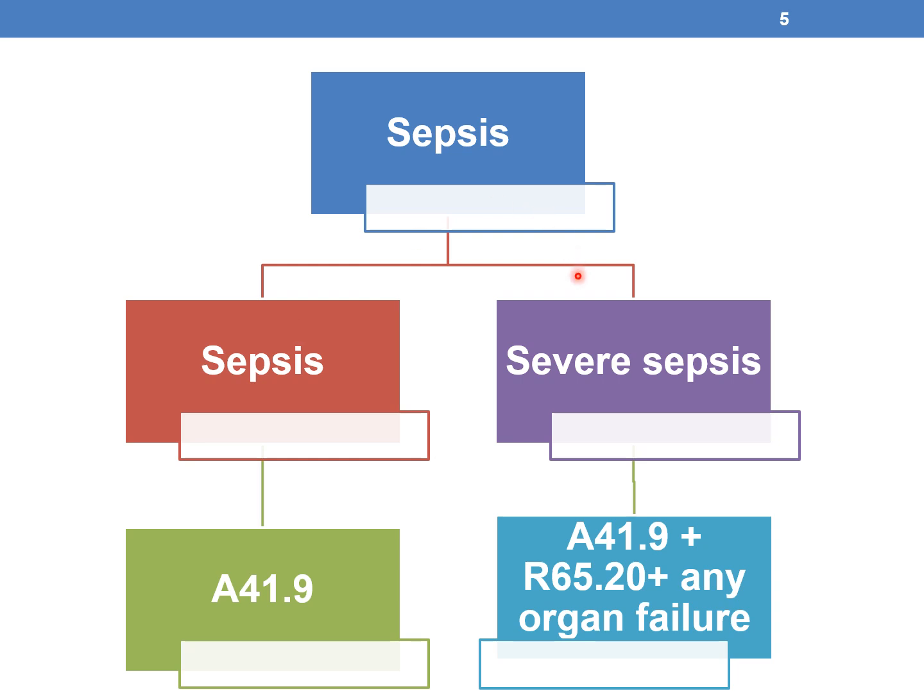Now coding for sepsis and severe sepsis. For sepsis, the NOS code is A41.9, and for severe sepsis, the principal diagnosis is A41.9 plus R65.20, that is severe sepsis without septic shock, plus any associated organ dysfunction. So severe sepsis usually contains a minimum of two or more codes. Both A41.9 and R65.20 should be given for severe sepsis, and if there is any associated organ failure, that organ failure code also should be given.